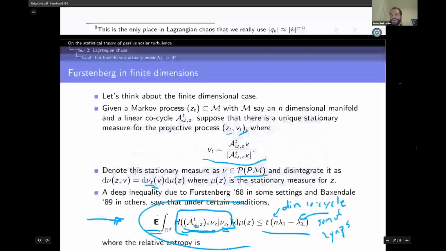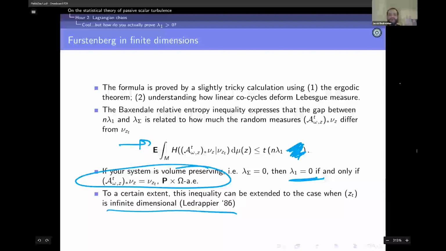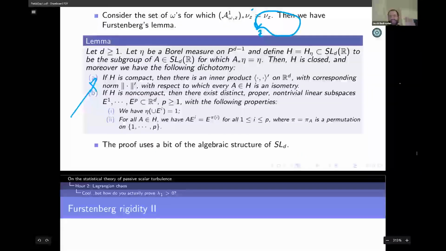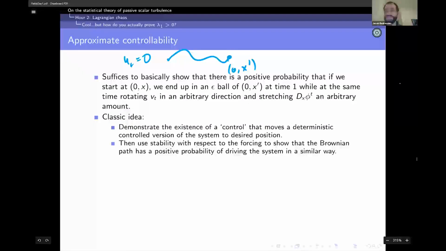And so we've reduced it to proving that you have a positive probability of stretching in enough directions so that you can connect 0x to 0x prime or even 0x back to itself. But we do need to prove that you can connect 0x to 0x prime for other reasons, while also stretching in any direction.